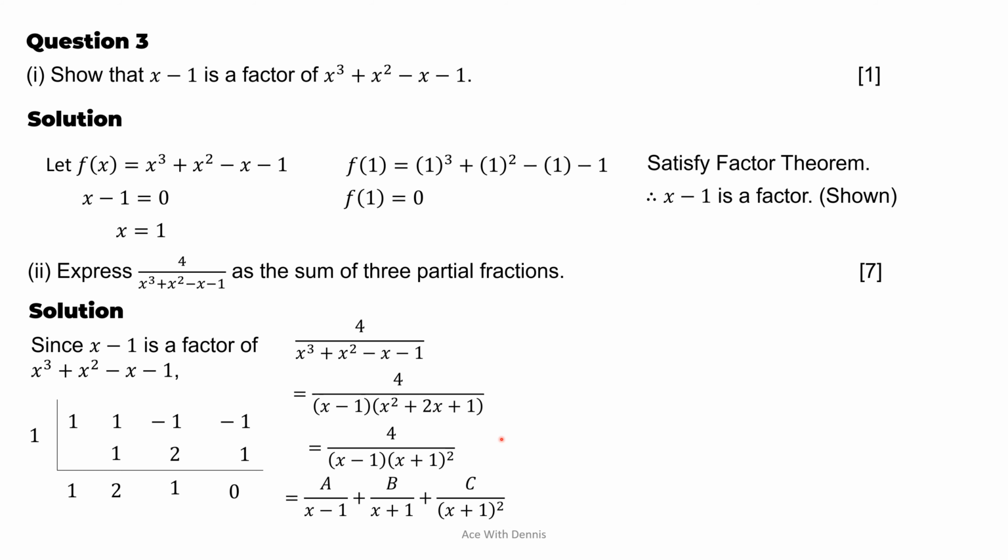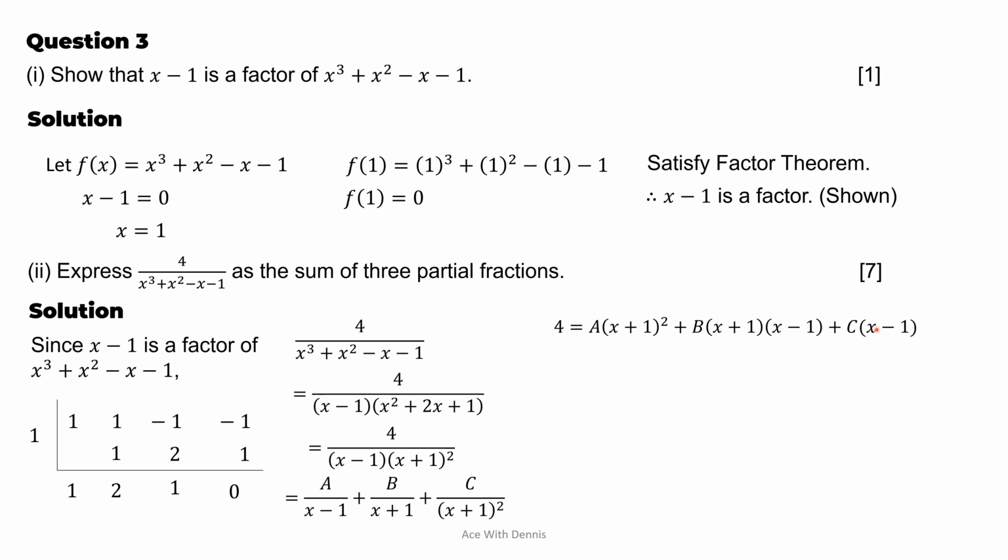Next, we can start to write the partial fractions here. x plus 1 squared is a repeated linear factor. Therefore, the whole expression becomes A over x minus 1 plus B over x plus 1 plus C over x plus 1 squared. Then we want to find the values of A, B, and C. So it will be 4 equals A times x plus 1 squared plus B times x plus 1 times x minus 1 plus C times x minus 1.